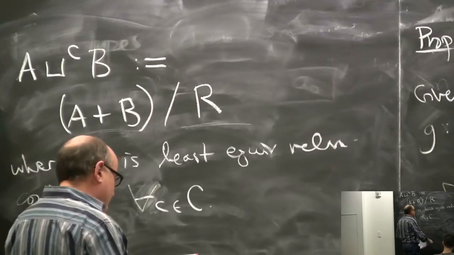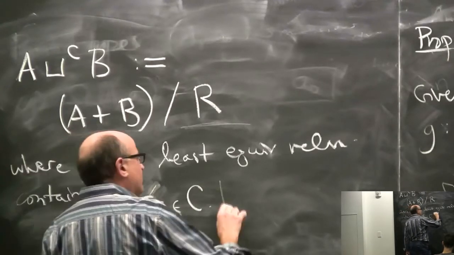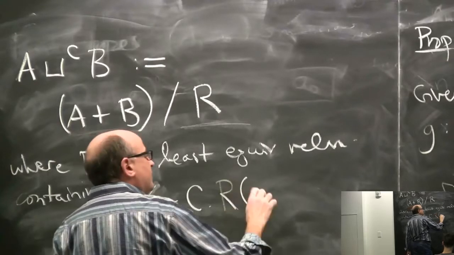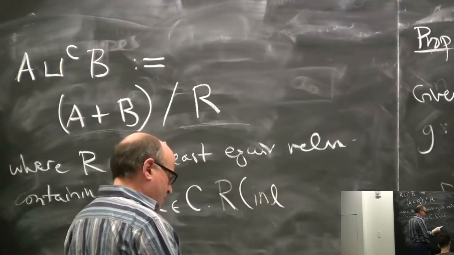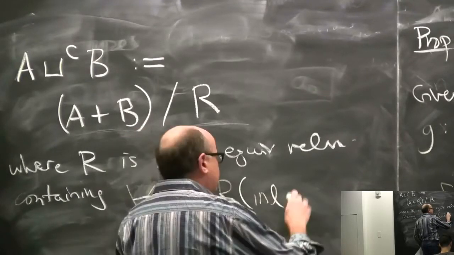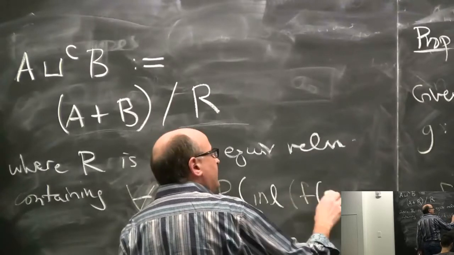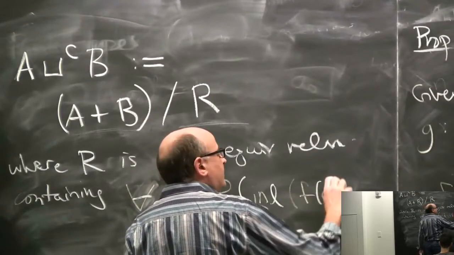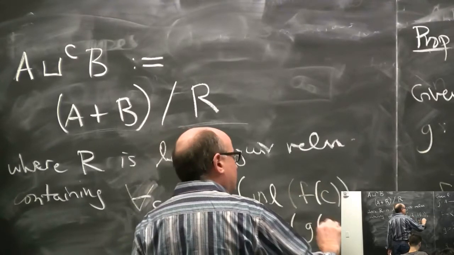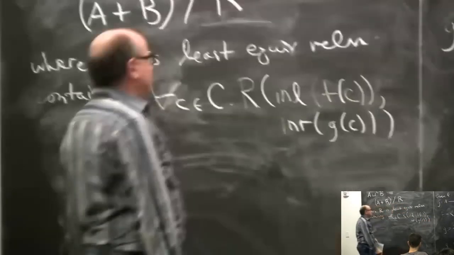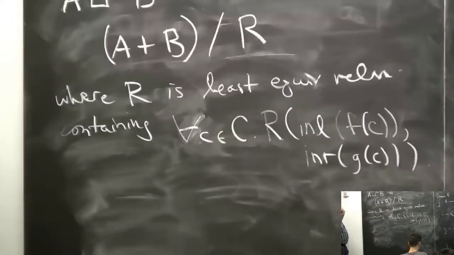And what is the most parsimonious way possible? Well, I want two things to be related. If I'm using in left as my notation for the inclusions or whatever that I'm doing here, then in left of f of C has to be equated with in right of g of C. Okay? That's what we do.